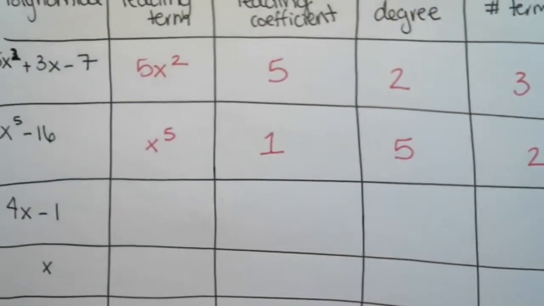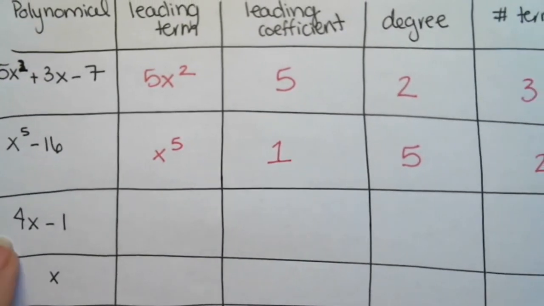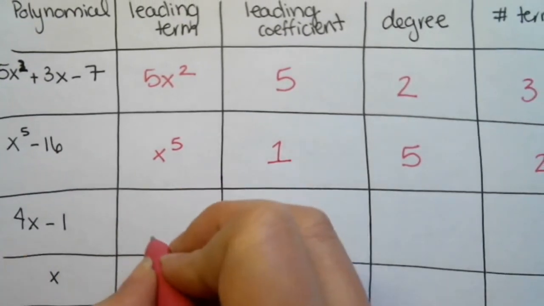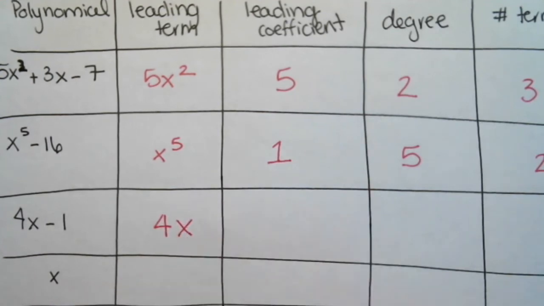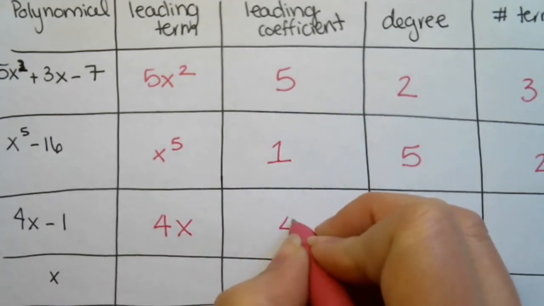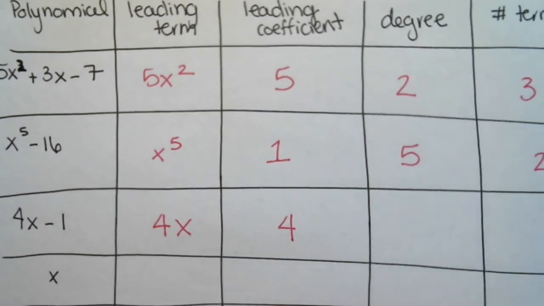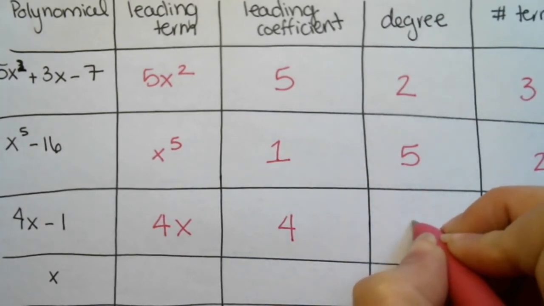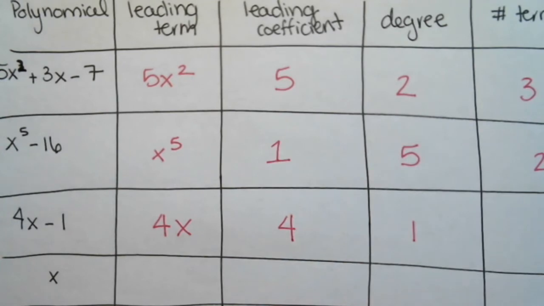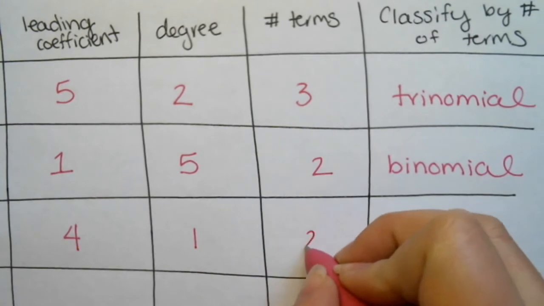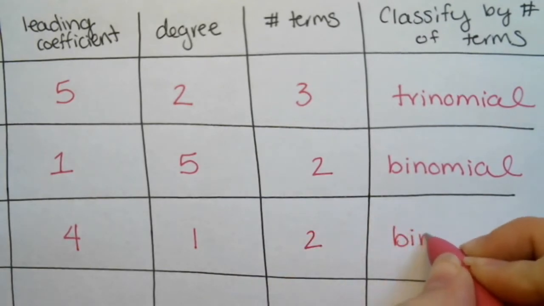Here, my leading term is going to be 4x. The coefficient on that term is 4. Now, for the degree, you have to remember what the exponent is when you don't see an exponent. When you don't see an exponent at all, that degree is 1. The number of terms: 1, 2. So again, that makes this a binomial.